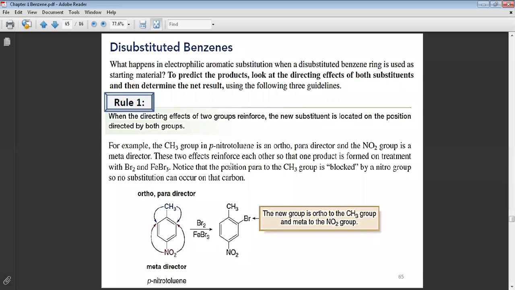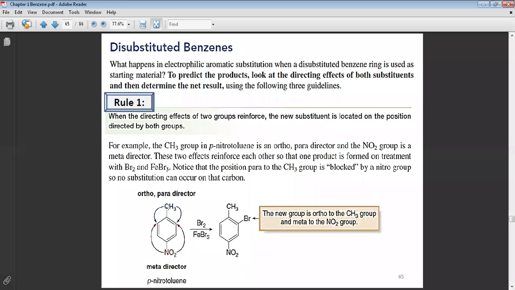Rule number 1. Look at this. This CH3 is active, meaning donating or withdrawing? Donating. By which effect? Inductive effect. This NO2 group, resonance effect. Yes, withdrawing. For the withdrawing NO2 group, is the orientation ortho, para or meta? Meta. CH3 orientation? Ortho para.